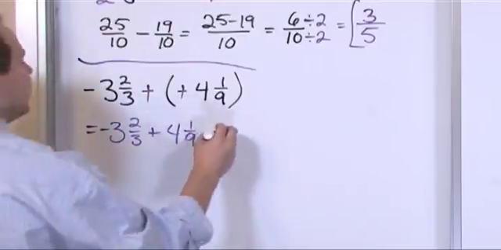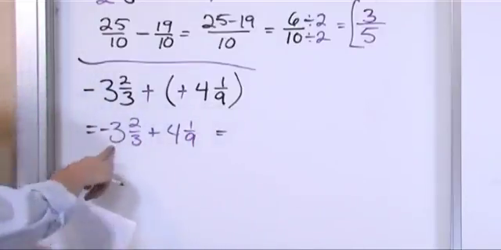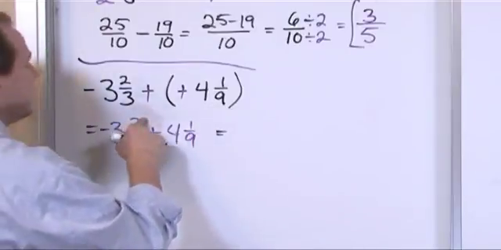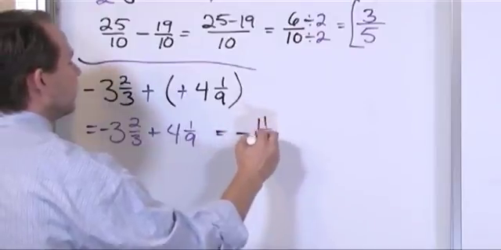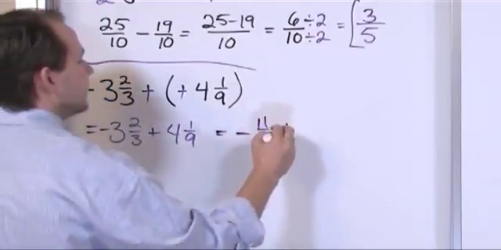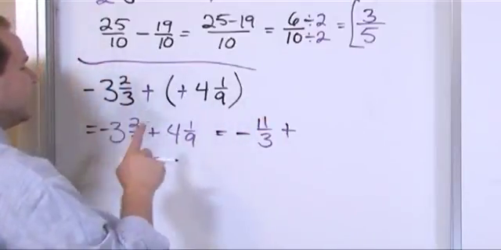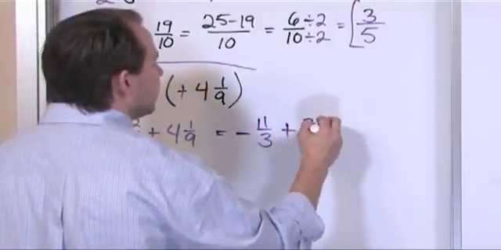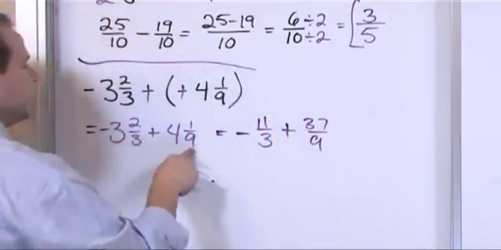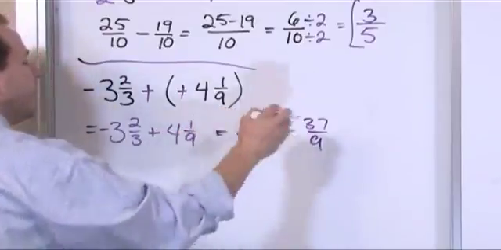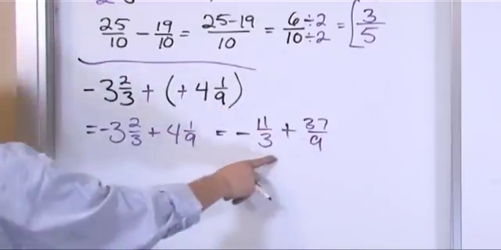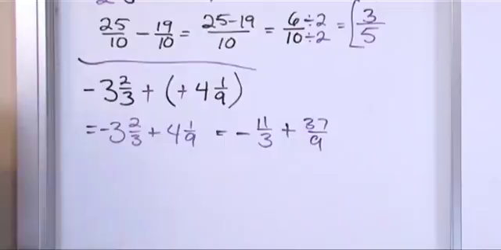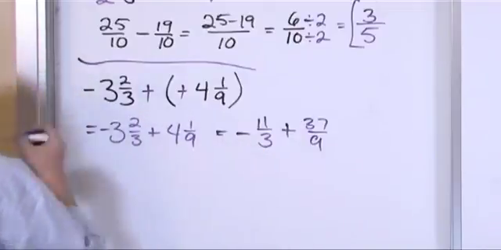So let's go ahead and convert these to improper fractions. 3 times 3 is 9. 9 plus 2 is 11. So negative 11/3 here. Plus 9 times 4 is 36, plus 1 is 37 ninths. So we have to add these guys here. We notice that we have a nice 3 and a nice 9. So we'll basically work with this fraction right here.